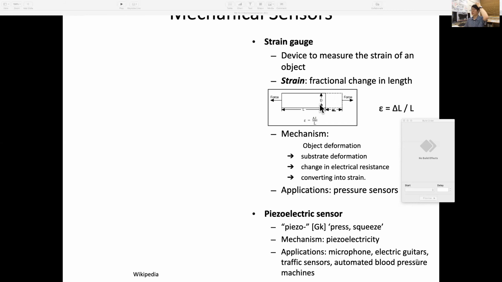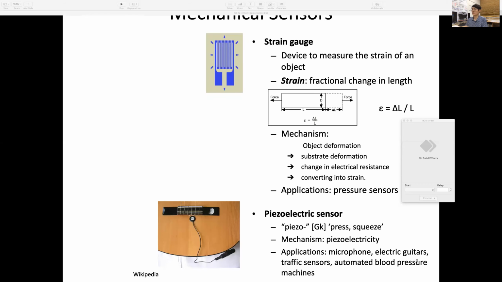And how can we use this? Let me first show what a strain gauge looks like. This is on a thin film. These are resistance elements like that, and usually in this case it measures the ups and downs of the strain. Deformation of this object gives a substrate deformation, and that results in changes in electrical resistance, and you can convert that resistance change into the strain.